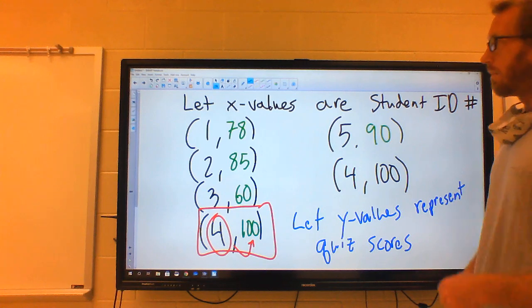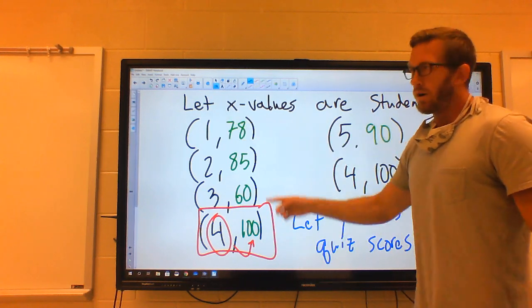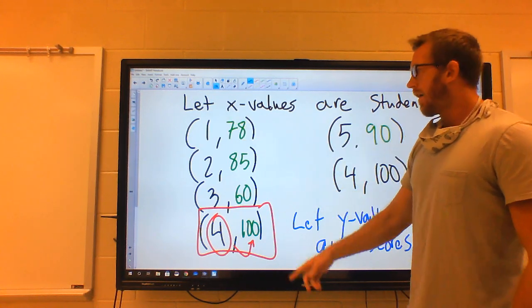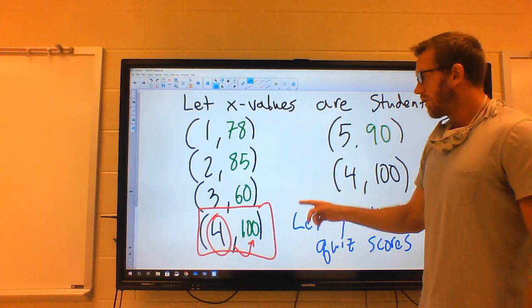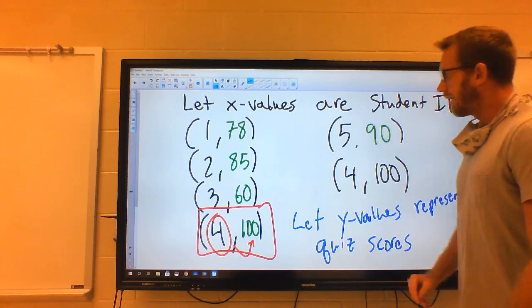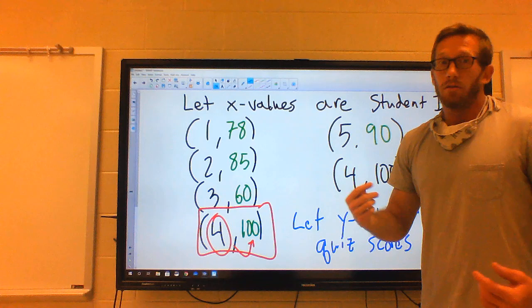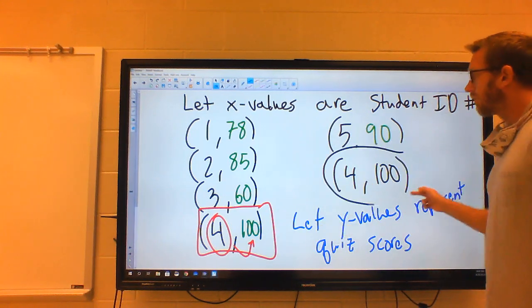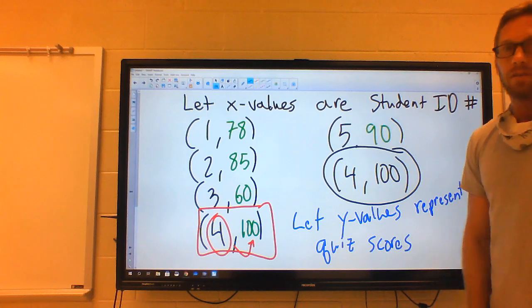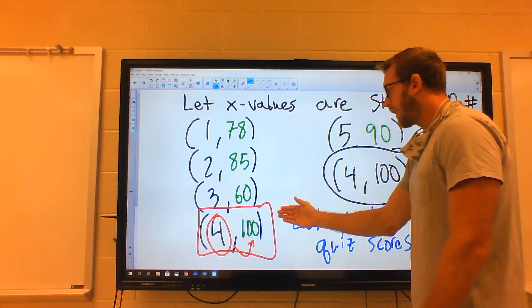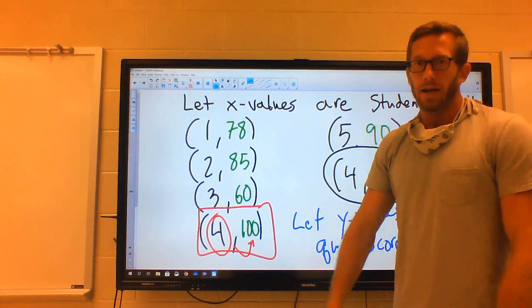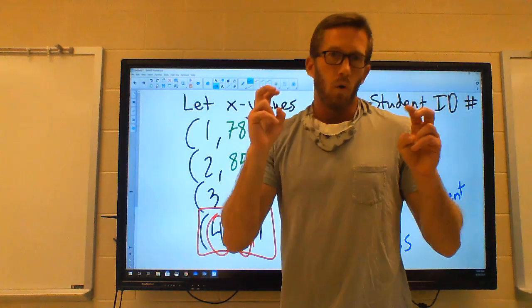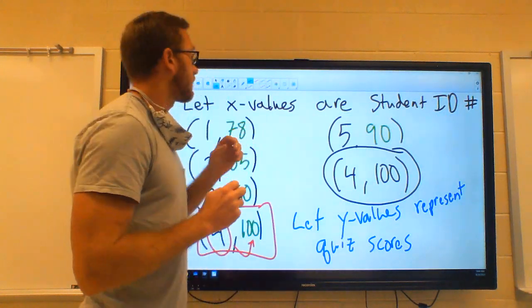Maybe the teacher is saying, student 1, you got a 78, student 2, you got an 85, student 3, you got a 60, student 4, you got a 100, student 5, you got a 90. And then the teacher realizes student 4 wasn't paying attention, so they repeat themselves and they say, student 4, you got 100. It's still a true system because they haven't changed and said student 4 actually got something different, okay? So that's one of my analogies and examples for what makes it a function.